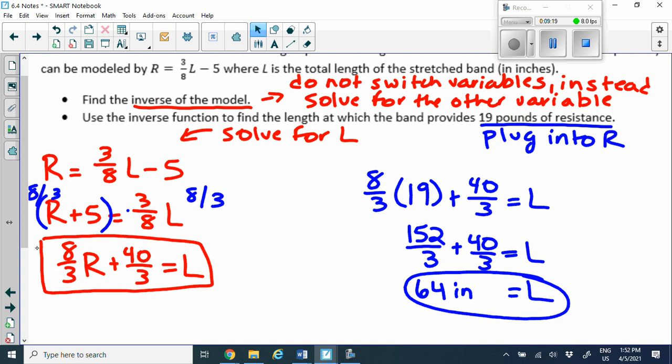Okay, make sure you guys watch the last part of the 6.4 notes. That's where we're going to talk about inverses, but of nonlinear functions.